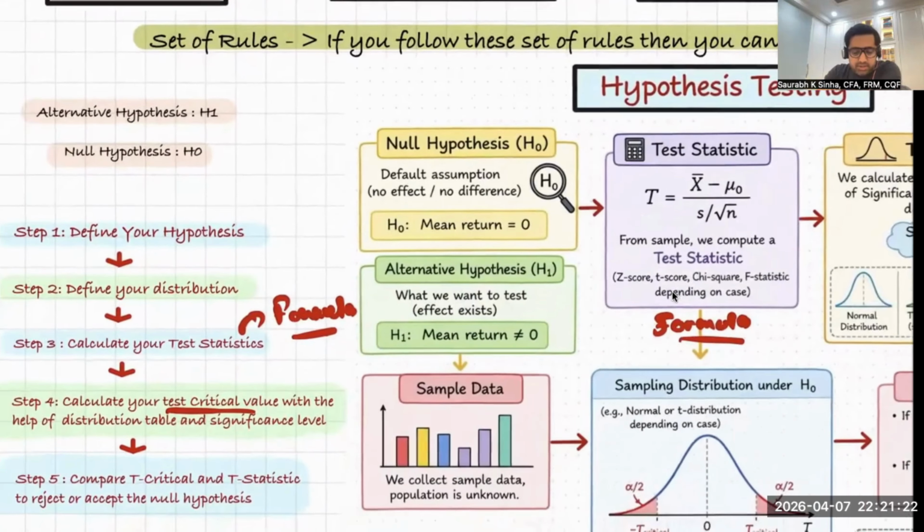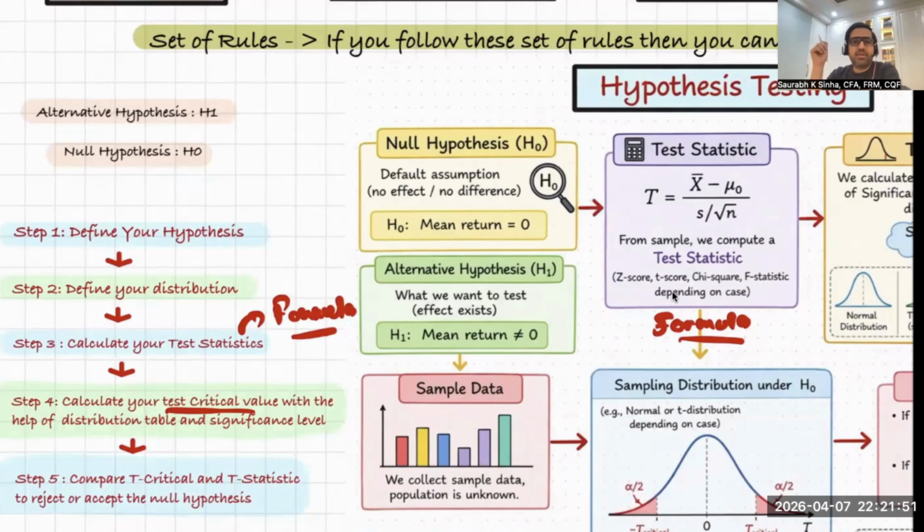Define your hypothesis, define your distribution, calculate your test statistics, calculate your test critical value with the help of distribution and significance level, and compare T critical and T statistics to reject or fail to reject the null hypothesis. Yes, we introduced the steps of hypothesis testing in the last session, but from this session, we'll try to cover the steps one by one and try to master each step.